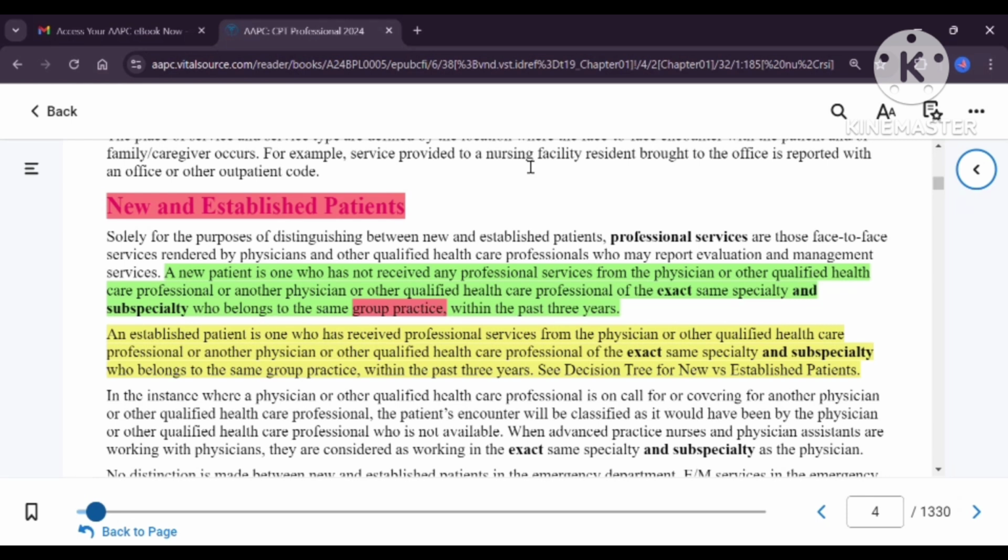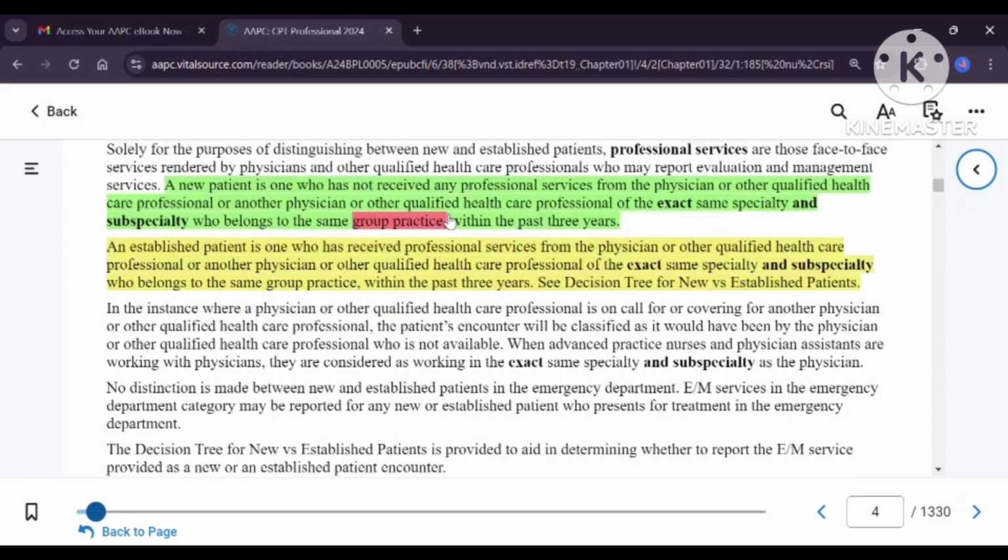So you have to check whether the patient has visited the hospital within 3 years. And again, you have to differentiate whether he has visited the same specialty or subspecialty doctors. Based on that, you can find whether the patient is new or established. So that is about new and established patient.